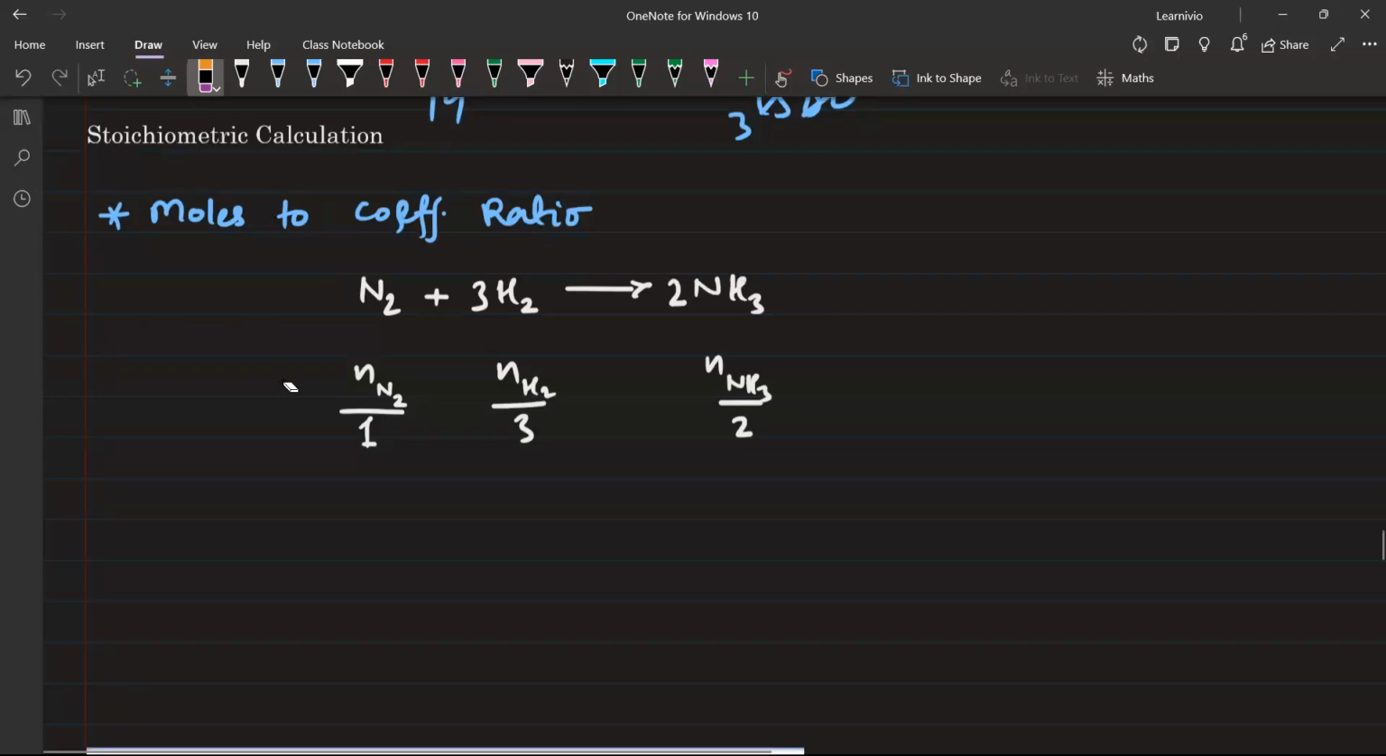The number of moles will be given to you, and then you divide it by the molar mass to get the number of moles of nitrogen that you have to react. Let us suppose you want to make NH3. Then the amount of NH3 you want to make, you divide that by the molar mass of NH3, and you will get the number of moles. And then you can determine the moles to coefficient ratio.